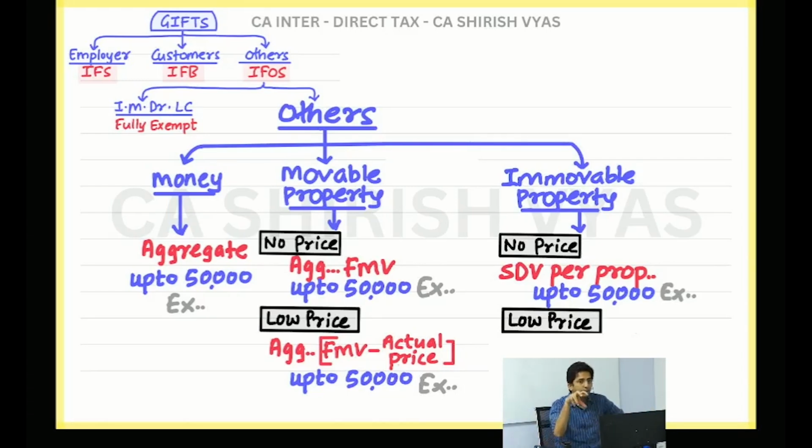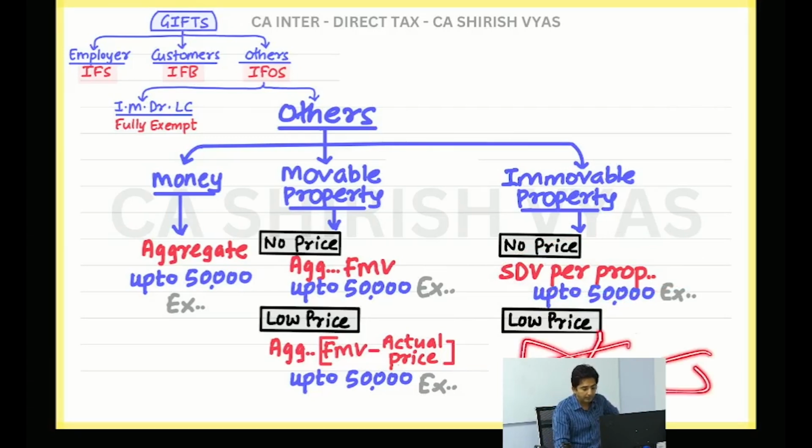And you know why we use the word stamp duty value? Because whenever there are transactions of immovable property, the government levies stamp duty, and that stamp duty is levied on the market value only. So eventually that market value is popularly called stamp duty value. So in the question, don't expect they will give FMV. They will give HDV. Okay. Are you noticing here it is per property?